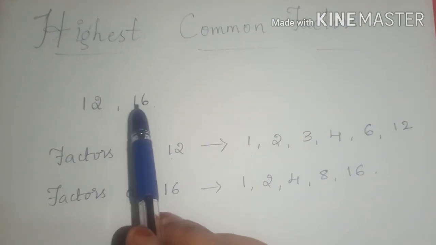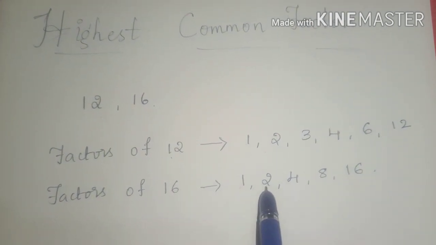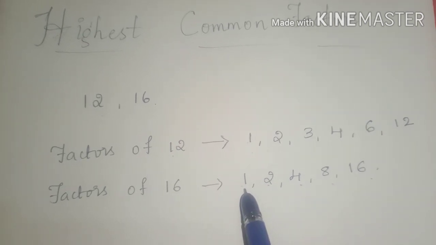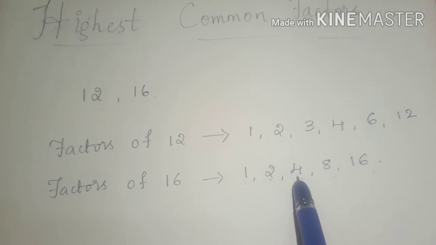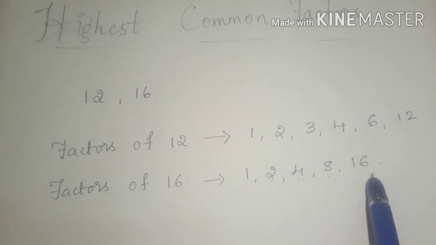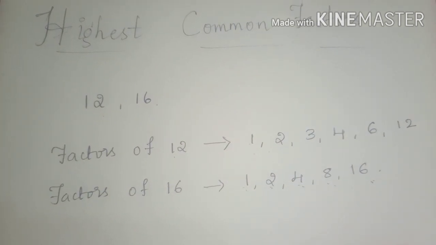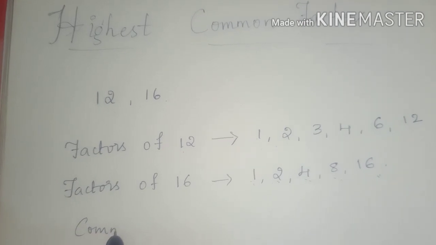It is similar for 16 also. Factors of 16: 1, 2, 4, 8 and 16. Because 1 sixteen is 16, 2 eights are 16, 4 fours are 16, 8 twos are 16 and 16 ones are 16. Is it clear about the factors? So next is how to find the common factors.